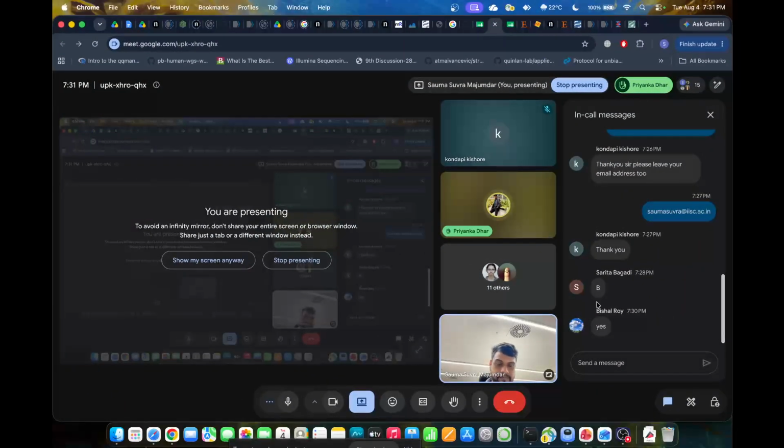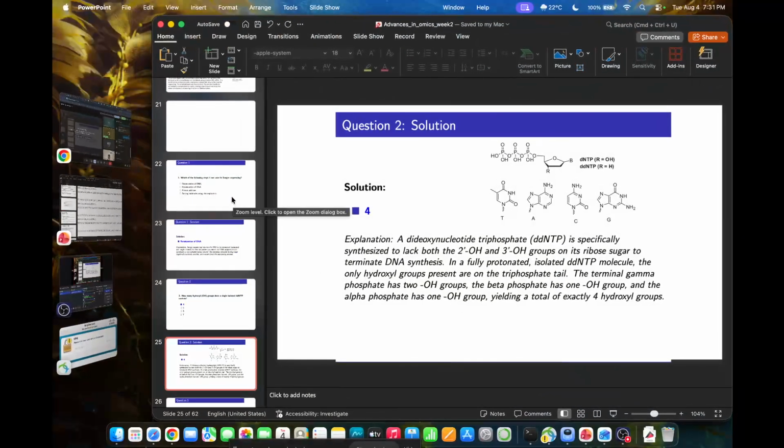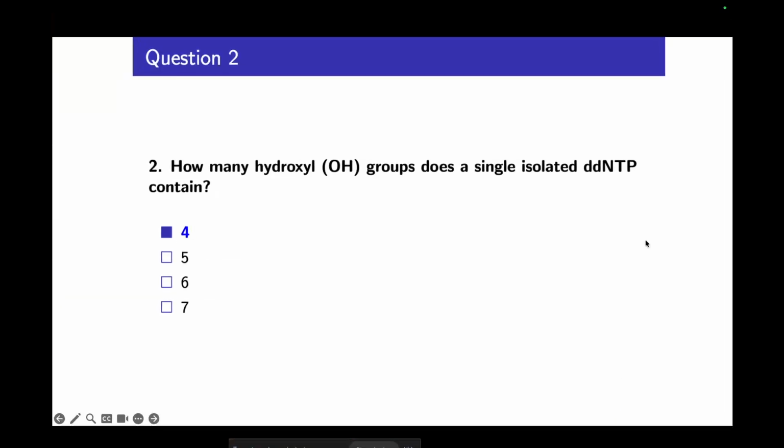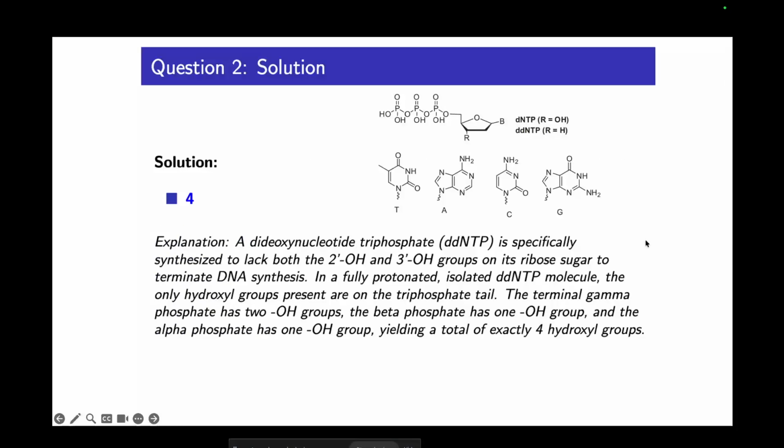Yeah, sure. Excuse me, please. Yeah, please repeat the question number two. Oh, the question is how many hydroxyl groups does a single isolated ddNTP contain? Okay, thank you. I skipped this because by mistake I had put the answer here itself. So yeah. Okay.